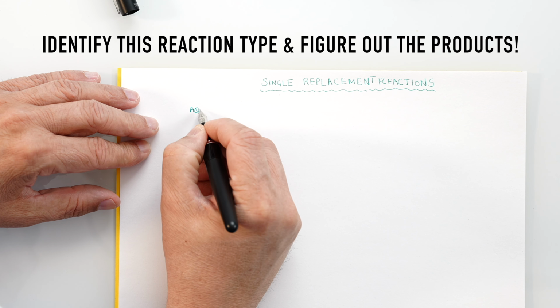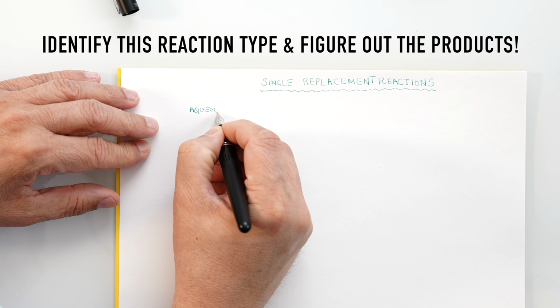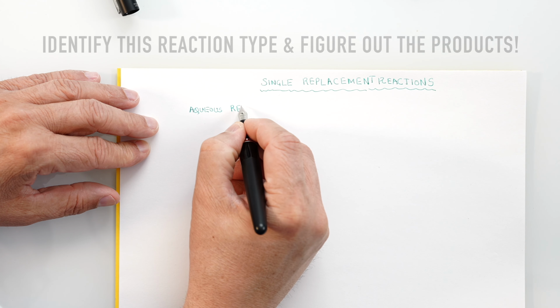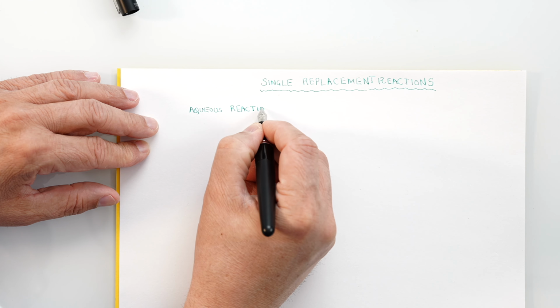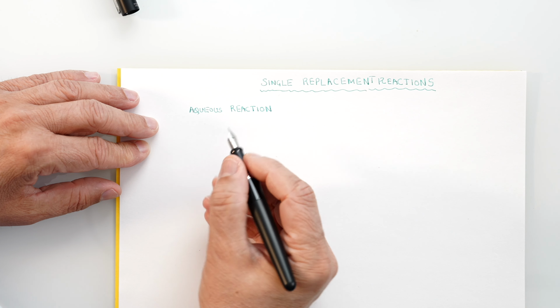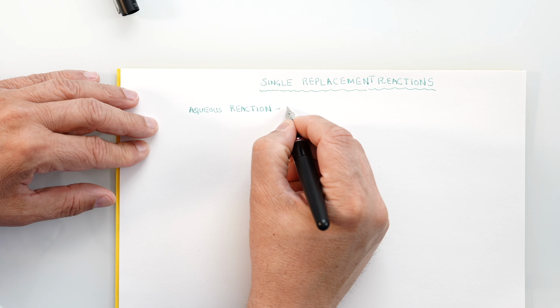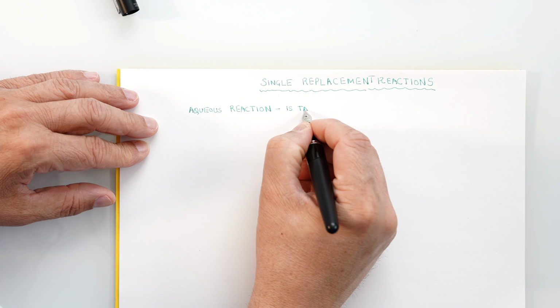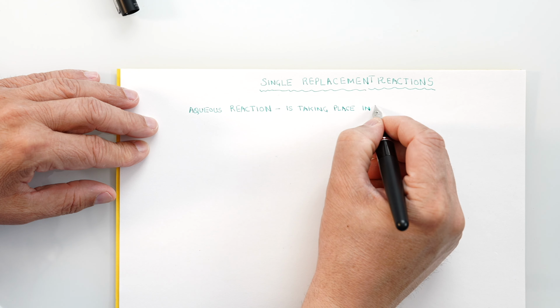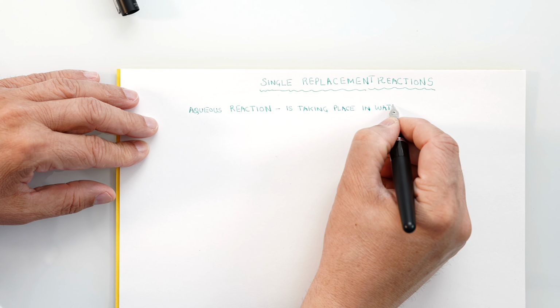I'm going to use letters of the alphabet. This is an aqueous reaction. And what that means is the reaction is occurring in water. So this reaction is taking place in water. Okay, so that's pretty straightforward. If you want to use the upmarket term, use the word aqueous reaction, or you can say it's taking place in water.